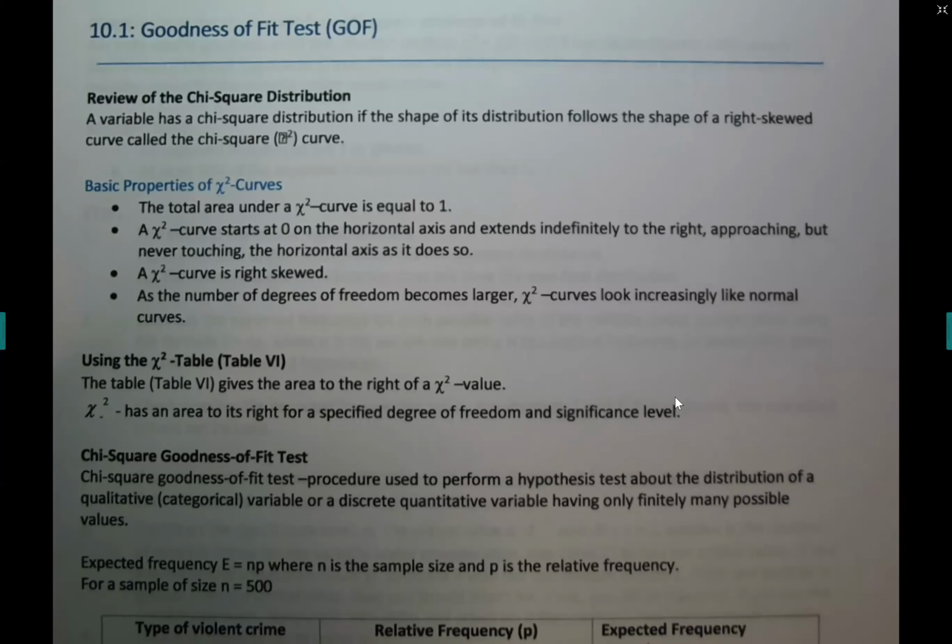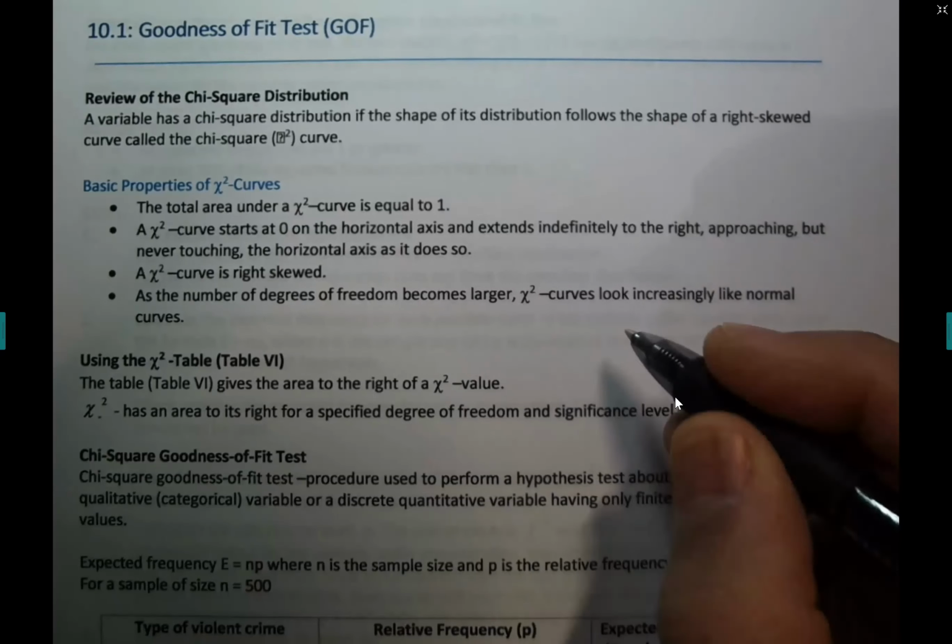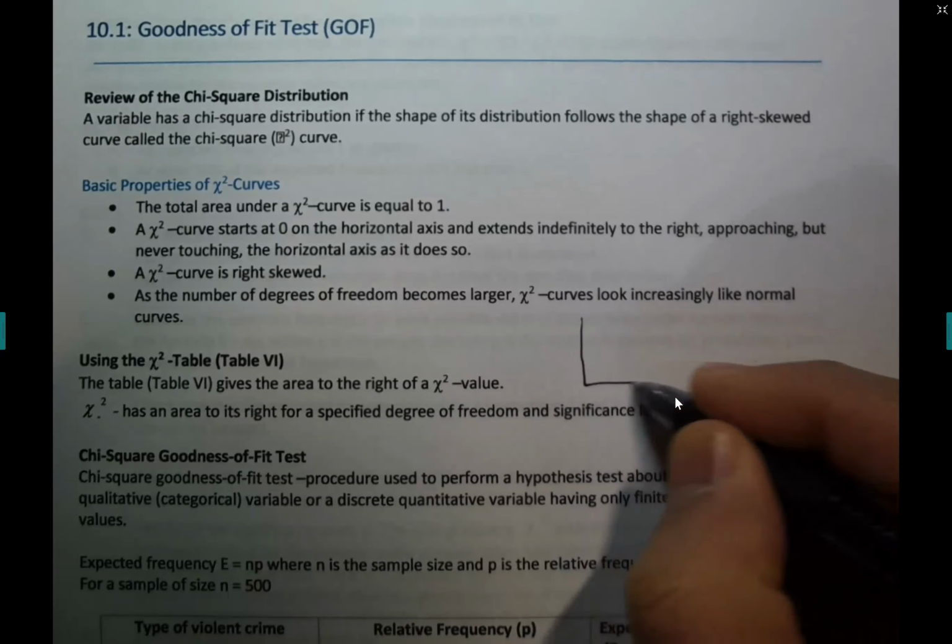So the goodness of fit test, guys, is used to check whether a given distribution is still valid or not valid anymore. As I told you, the null hypothesis will be the distribution is as claimed, and the alternative hypothesis will be the distribution is not as claimed. What we use to solve goodness of fit problems is the chi-square distribution that looks like this.